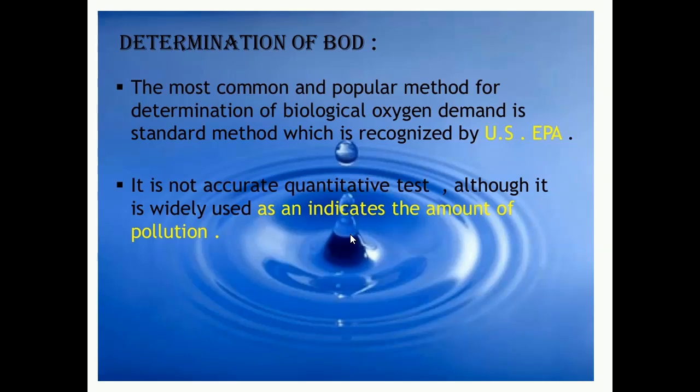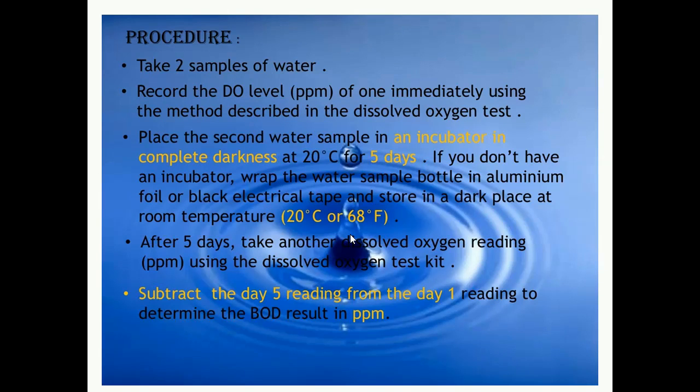Determination of BOD. The most common and popular method for determination of BOD is the standard method, which is recognized by the US EPA. It is not an accurate quantitative test, although it is widely used as an indicator of the amount of pollution. Procedure: take 2 samples of water, record the DO level in ppm of 1 immediately using the method described in the dissolved oxygen test.